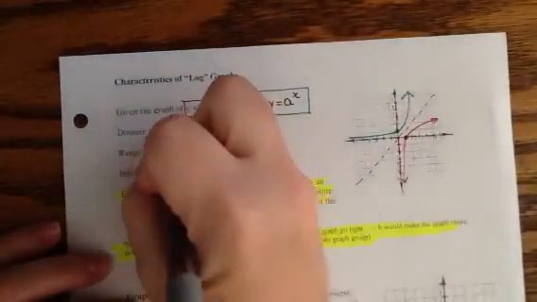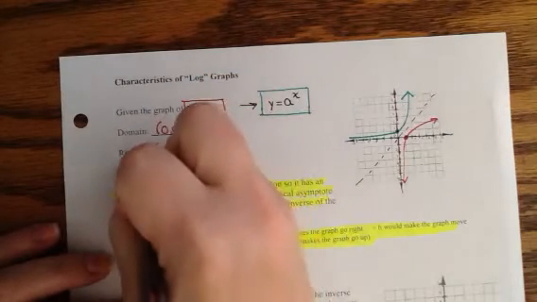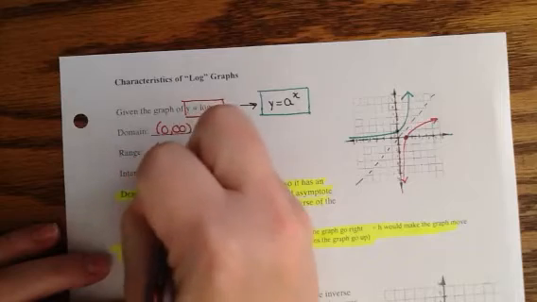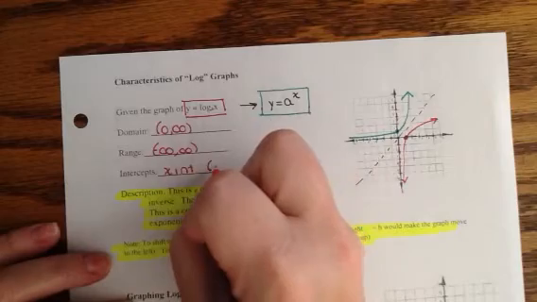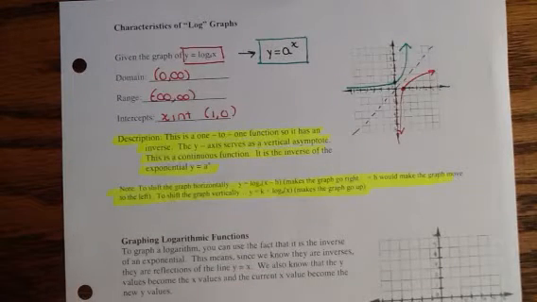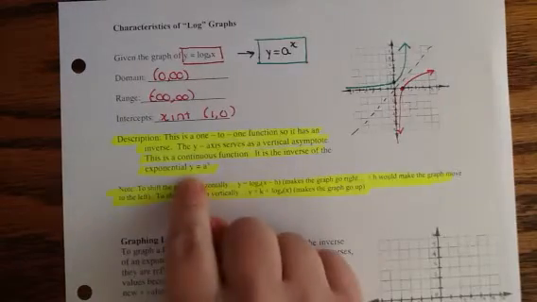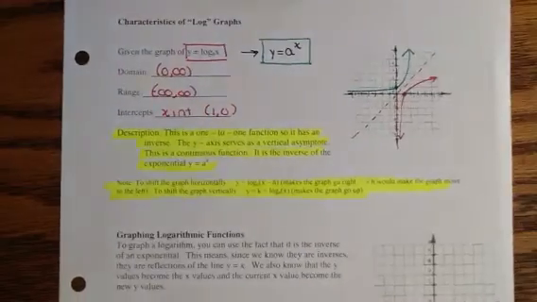So now I can go over here, and the domain is going to be 0 to infinity. And the range is negative infinity to positive infinity. And it has an x-intercept of (1, 0). And so then I highlighted some important stuff. The description: this is a one-to-one function, so it has an inverse. The y-axis serves as the vertical asymptote, which is x equals 0. And this is a continuous function, and its inverse is y equals a to the x, which is what we graphed first. And then make sure you remember your rules about shifting.